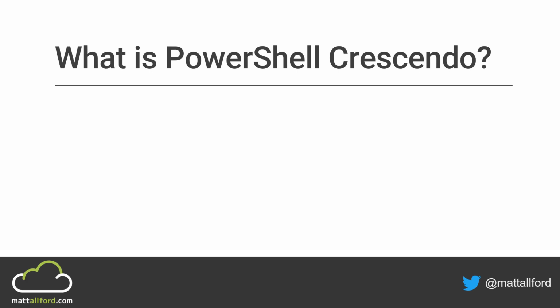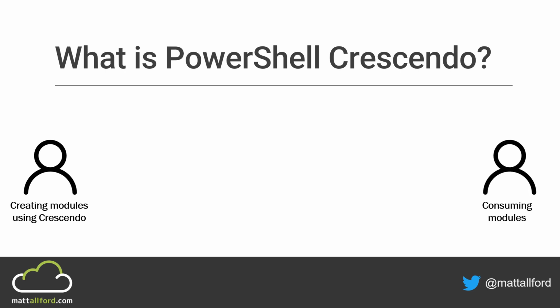I'm a visual person, so let me just lay this out conceptually for you as well, and hopefully this will all make sense. Now, let's imagine that we've got a user over here on the left, and this is a user who is creating modules using Crescendo. So they're probably a bit more of an advanced PowerShell user, and they've got some command line tools that they want to integrate into PowerShell and make native PowerShell commands for. That is their goal, and that is what they are going to use Crescendo for. And then over there on the right-hand side, we've got another user, and they are just consuming modules that have been produced by Crescendo itself. And that user on the right-hand side, they don't necessarily need to know anything about Crescendo at all.